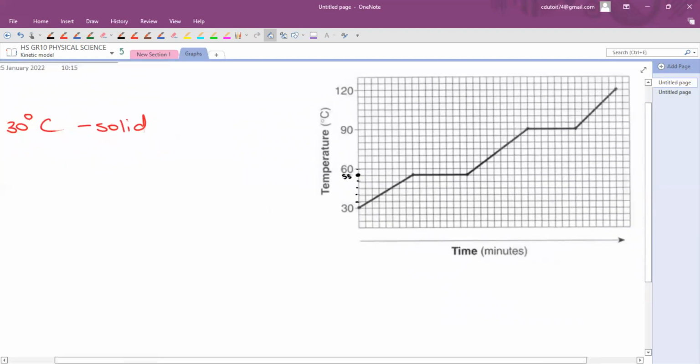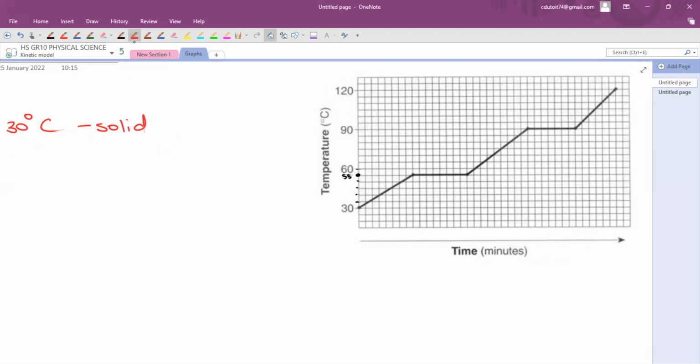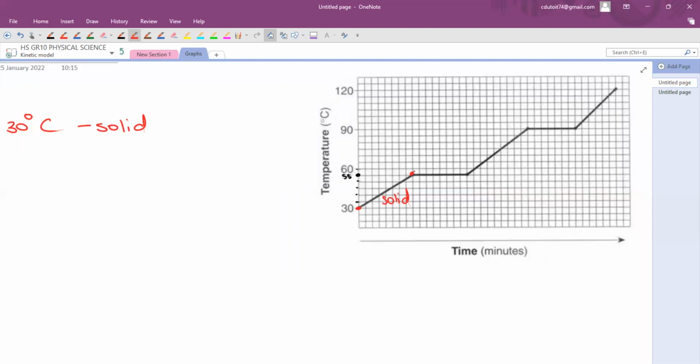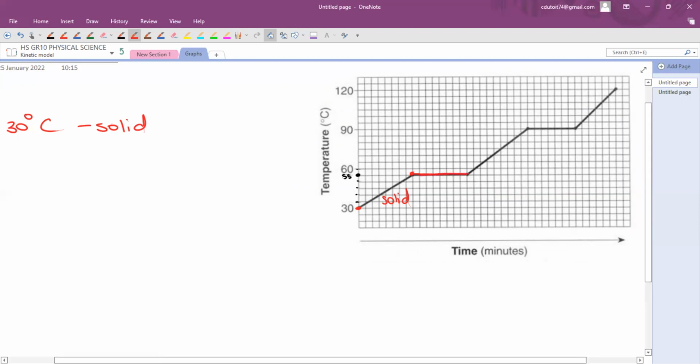Okay. So we have a solid at the beginning at a low temperature. So what happens between 30 and 55 degrees? As the temperature increases, the kinetic energy of the molecules increases up to 55 degrees Celsius. Then we have a flat part of the curve. This flat part of the curve indicates that there's a change in phase.